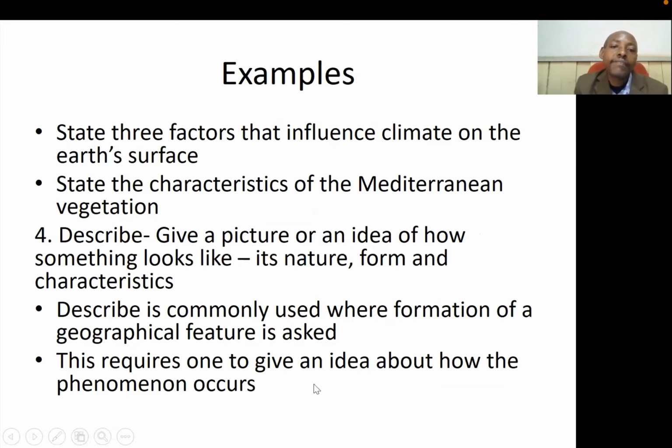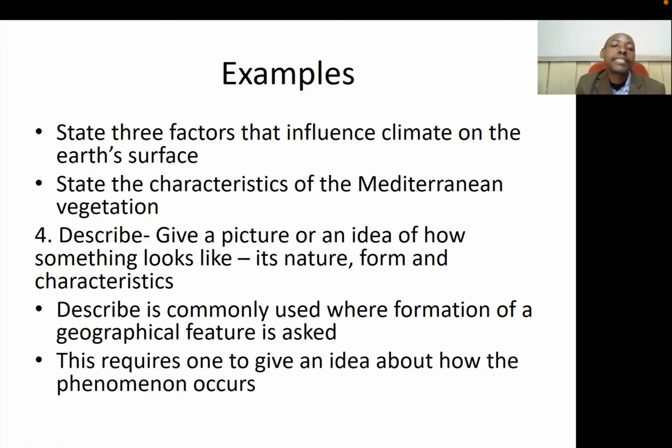Like if you are told state 3 factors that influence climate on the Earth's surface, one of them is ocean currents. You say areas that are near coasts have their climates modified by the ocean currents, either being made warm or rainfall is received from those coastal areas.